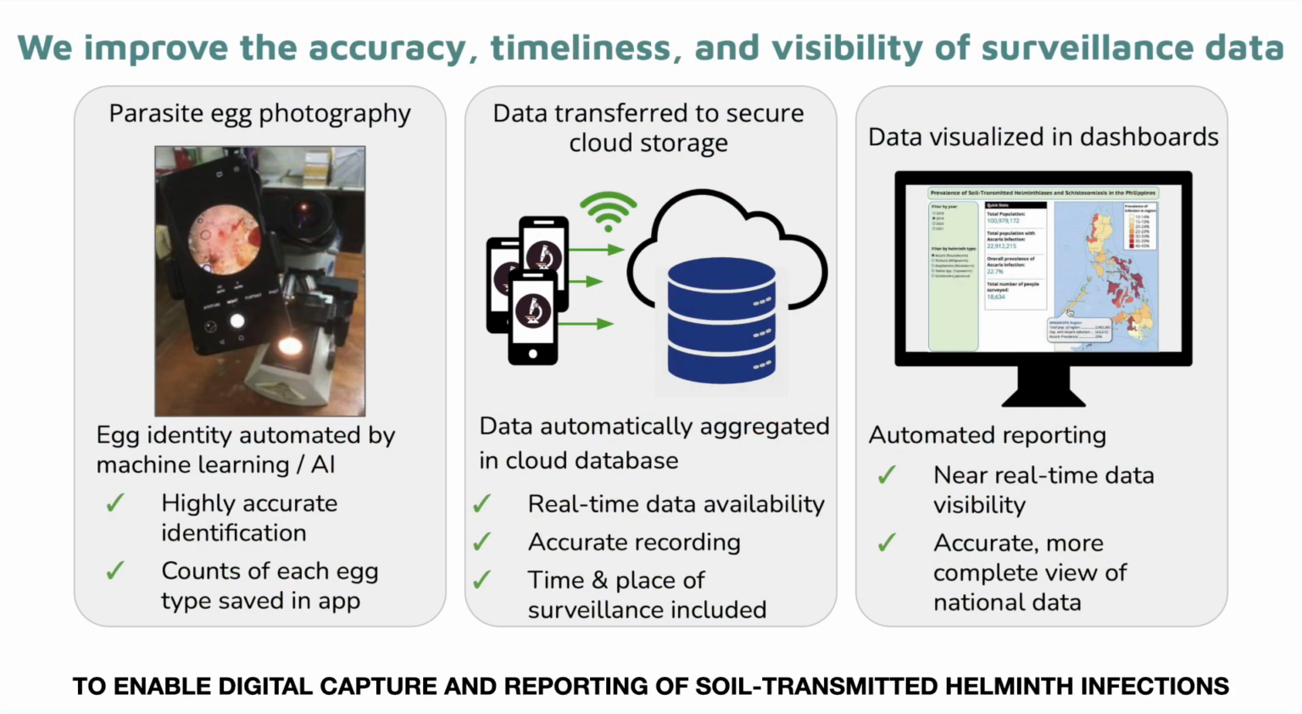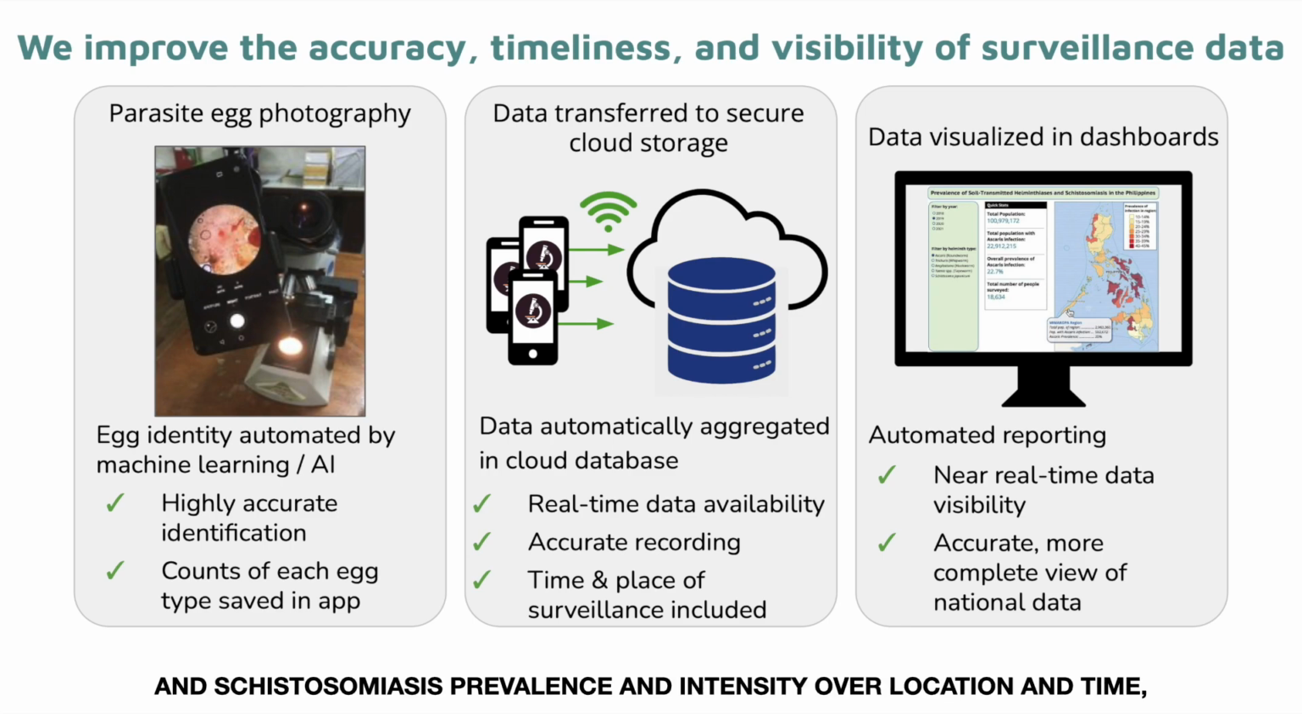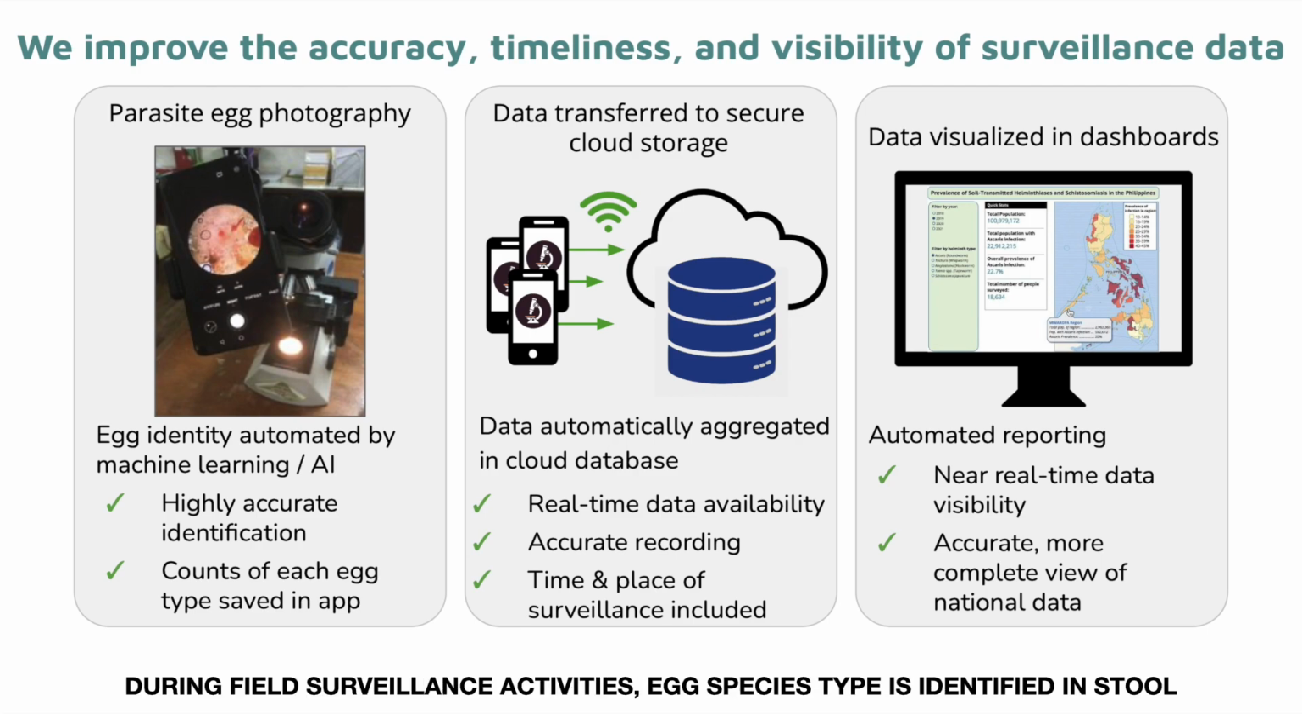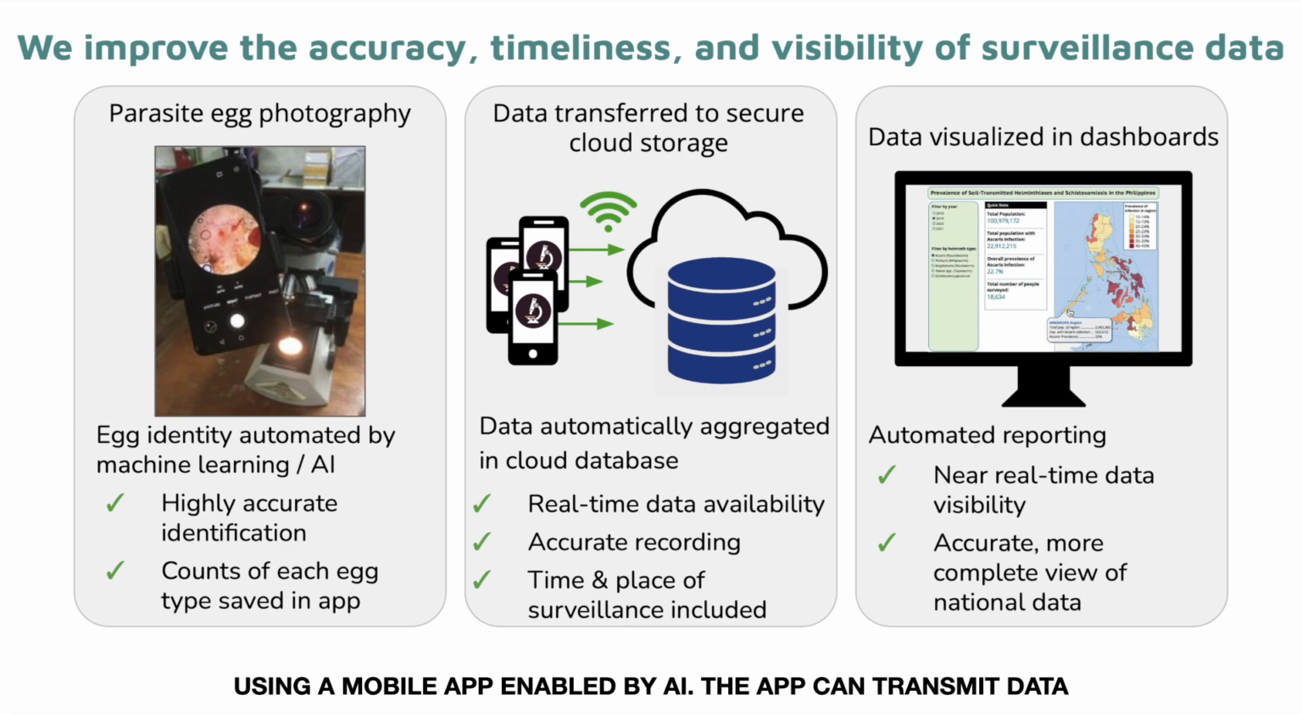To enable digital capture and reporting of soil-transmitted helminth infections and schistosomiasis prevalence and intensity over location and time, we have created an integrated set of tools. During field surveillance activities, egg species type is identified in stool using a mobile app enabled by AI. The app can transmit data to enable storage and aggregation of results by time and location in cloud databases, and data can be displayed in near real time in web-accessible dashboards.